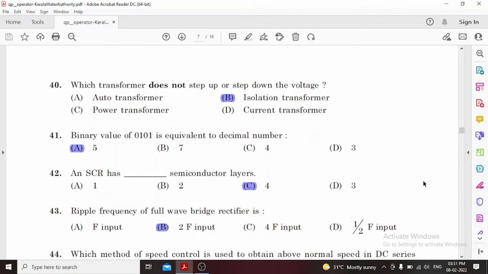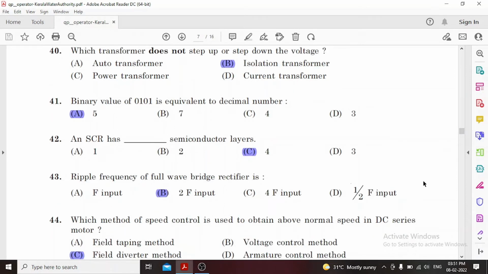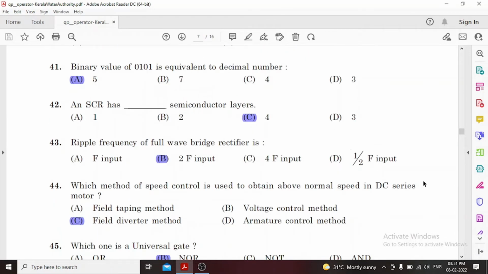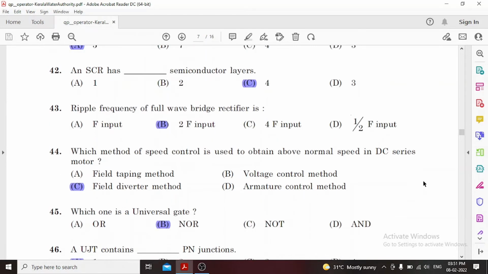41. Binary value of 0101 is equivalent to decimal number 5. Option A, 5. 42. An SCR has dash semiconductor layers. 4. Option C, 4. 43. Ripple frequency of full wave bridge rectifier is 2f input. Option B, 2f input.